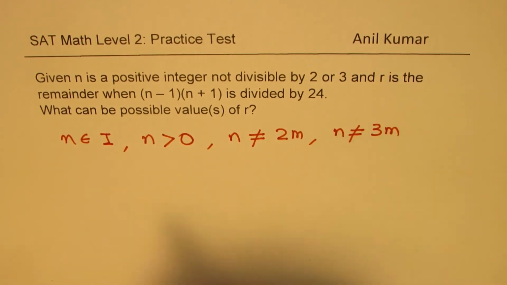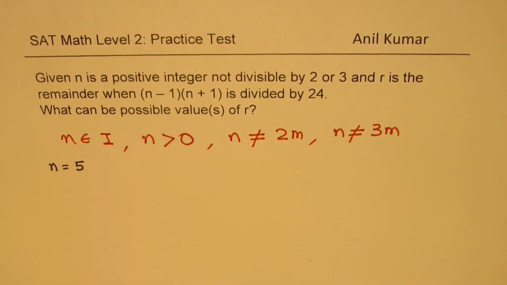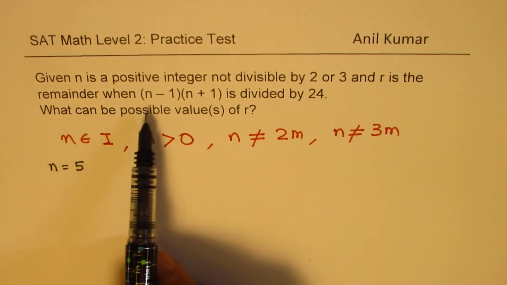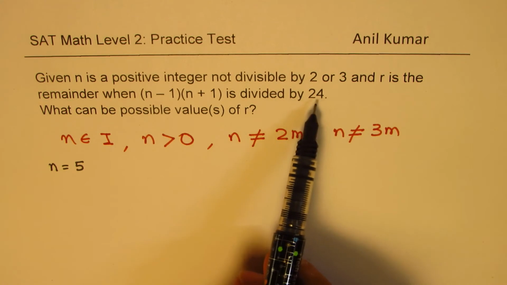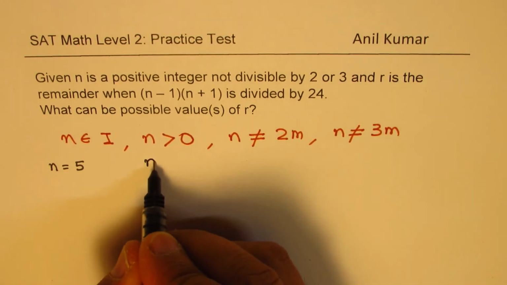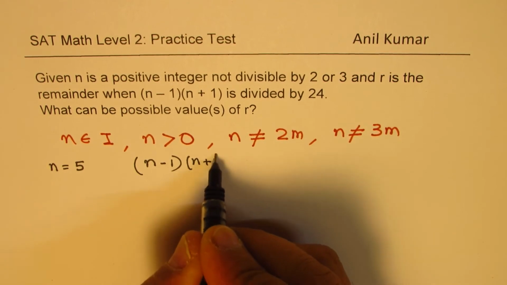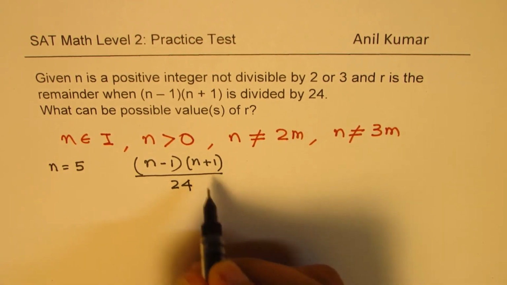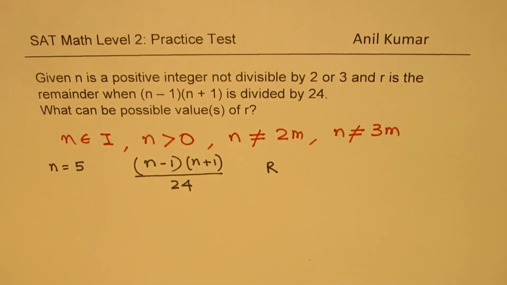Well, one way is just substitute some values of n. So we just figured out that n could be 5. Now, the question says r is the remainder when n minus 1 times n plus 2 is divided by 24. So basically, we have n minus 1 times n plus 1, and we are dividing this by 24. Now, when we divide, we are actually interested in remainder. What remains, right? So what is the remainder equal? So this is what we need to figure out.